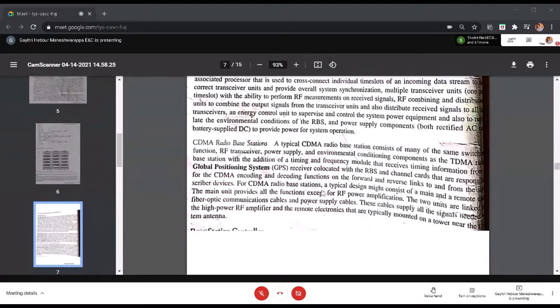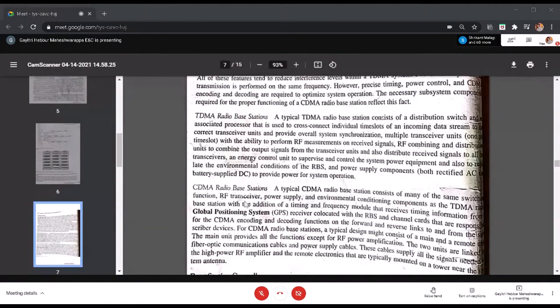For CDMA radio base stations, a typical design might consist of a main and remote unit, fiber optic communications cables and power supply cables. These cables supply all the signals needed for high power RF amplification, with remote electronics that are typically mounted near the system antenna. So this is about the CDMA base station and TDMA base stations.